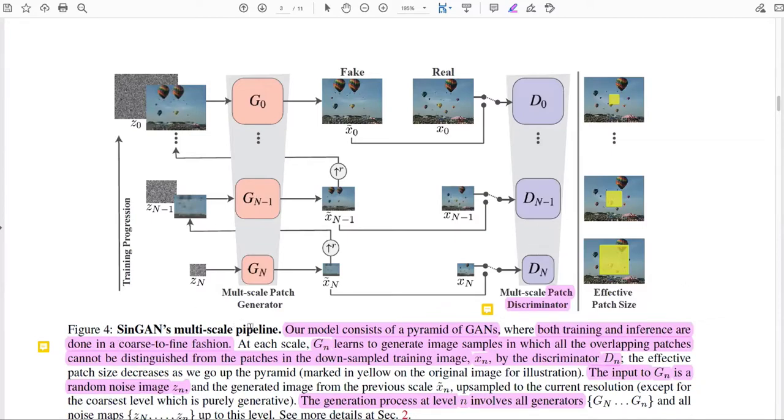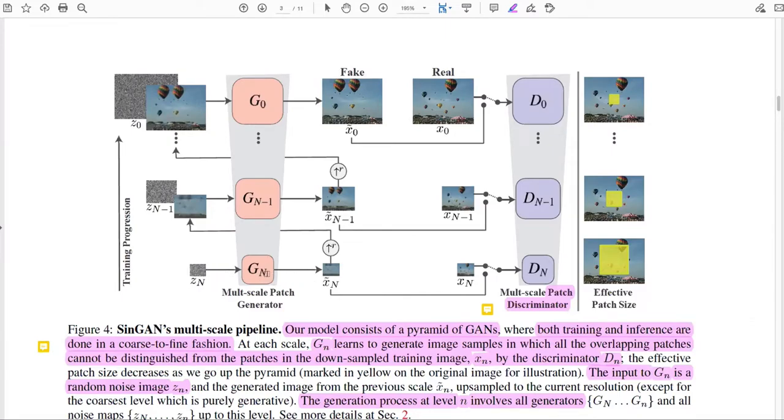So what is happening in this figure 4 is this: you have a pyramid of the GAN, the generative adversarial network. So you have the generator and you have the discriminator. First, you sample random noise Zn, and you feed that into the generator. You then sample, like I said, your target image to the same size, to the lower size that you desire, which will be the same as that of the input to the generator.